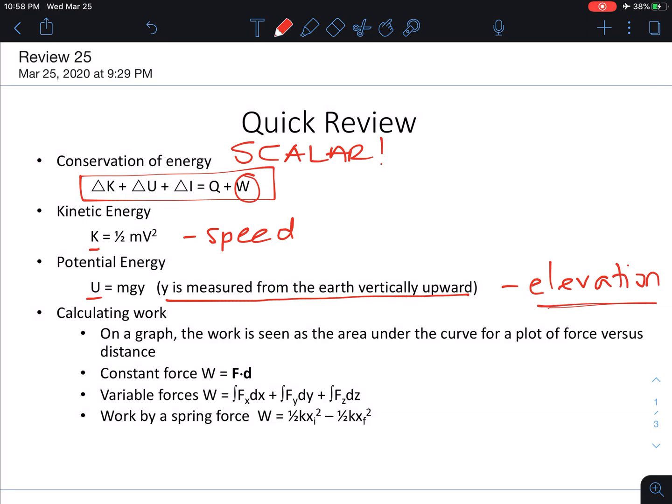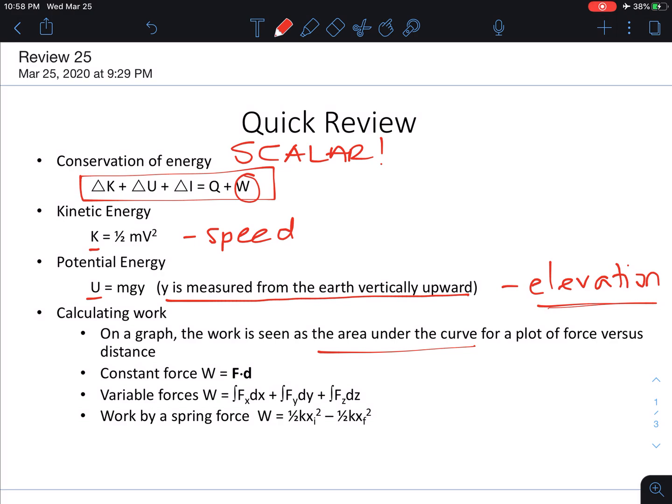And the next step was calculating work. First we looked at the plots on a force versus distance or displacement graph, and we looked at the area under the curve, right? That gave us the work done by that force along that displacement direction. It could be x, y, z, whatever the axis given. And we realized that it could be positive or negative or zero. So work has a sign, but work is also scalar. All those terms are scalar in the energy conservation equation.